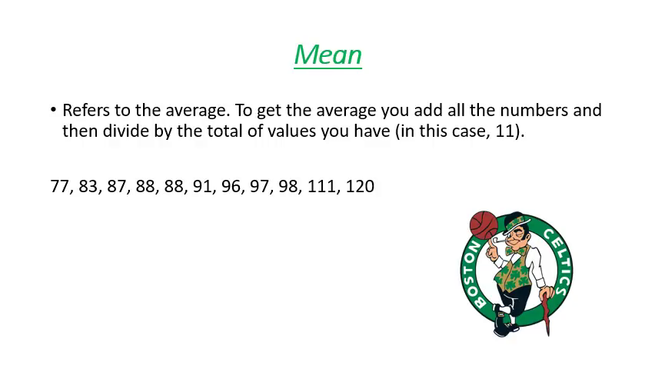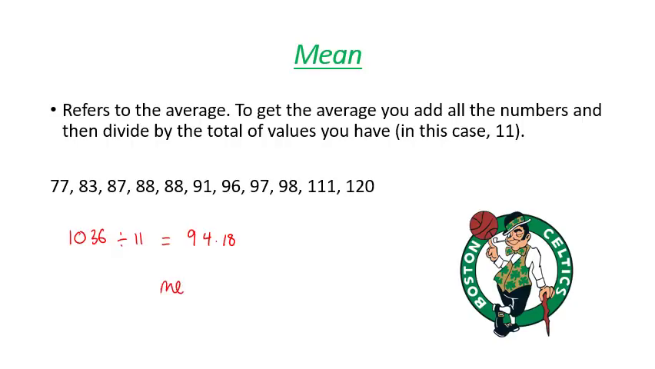Okay, the last thing we're going to calculate today is the mean. Now the mean is simply another way of saying the average. To get the average, you add all the numbers and then you divide the total by the number of values you have. So in this case, it's 11. So if we're going to add all these numbers up, you can use a calculator to do that, you'll end up with 1036. And we're going to divide by 11. Now if we divide 1036 by 11, we're going to end up with 94.18.